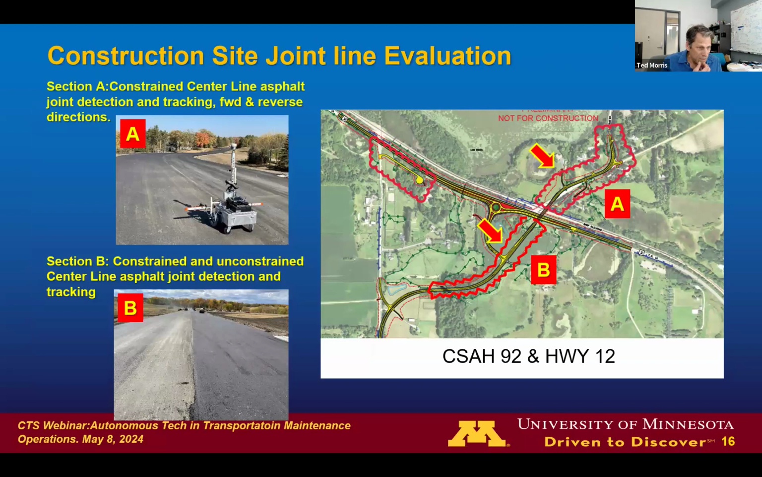So in this regard, we did some repeatability tests between traversing down one direction, coming back the other, and looking at the offsets from the center line on two areas. One was County State Highway 92 and Highway 12 out west. That was back in 2022. Wow, it really has been that long. And it's just showing the areas where we did some testing.